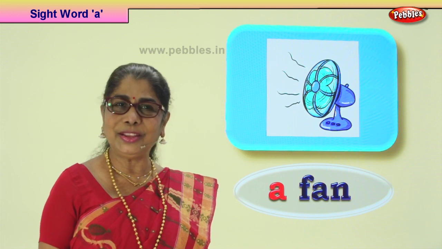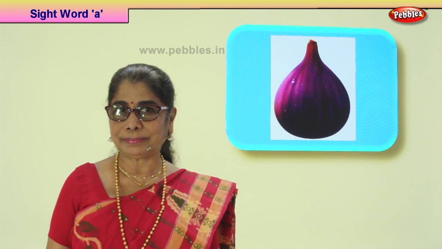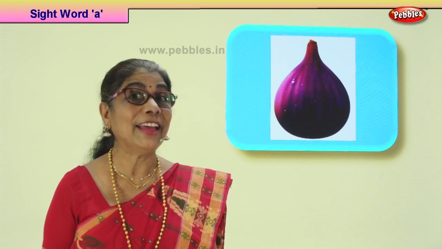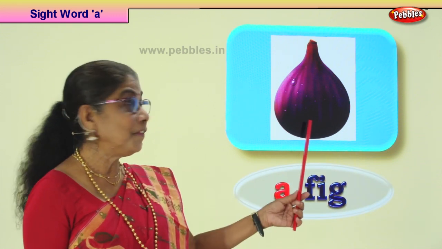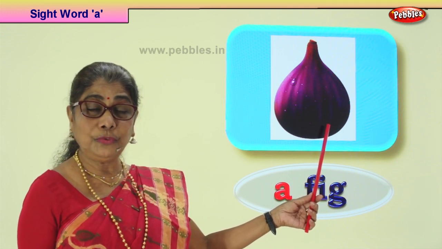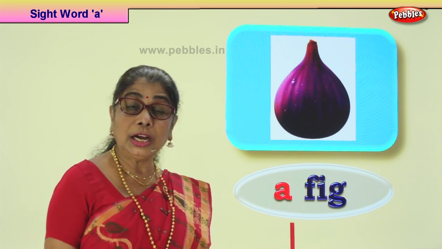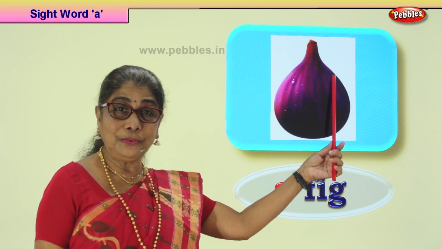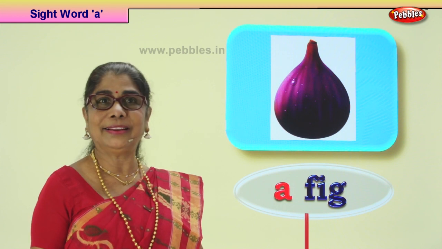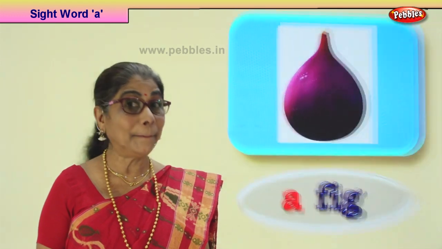Good. Very good. Let's look at our next picture. What is this? It's a fruit, a very delicious fruit. What is that? Fig. Good. You should eat fig daily, at least two. It's good for health. Sight word, read, fig, fig. Fruit fig, fig. Okay? Good.